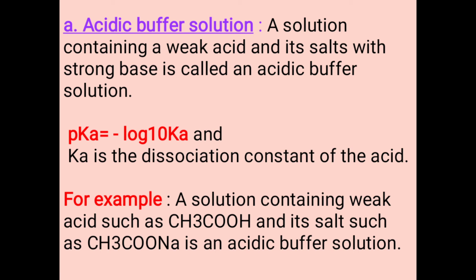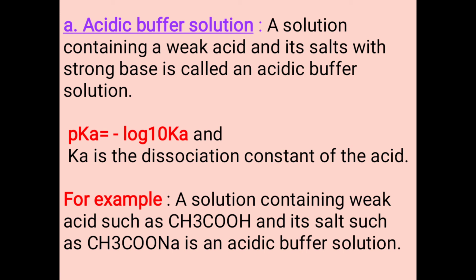Okay, so pKa is similar to pH. Just as we find the pH value, in the same way we find the pKa value. So instead of the concentration of H plus ion according to the pH, there is the Ka, the dissociation constant of the acid. So we replace H plus ion by the dissociation constant. So pKa is equal to minus log to the base 10 of Ka. According to this we can find the pKa value, where Ka is the dissociation constant of the acid.